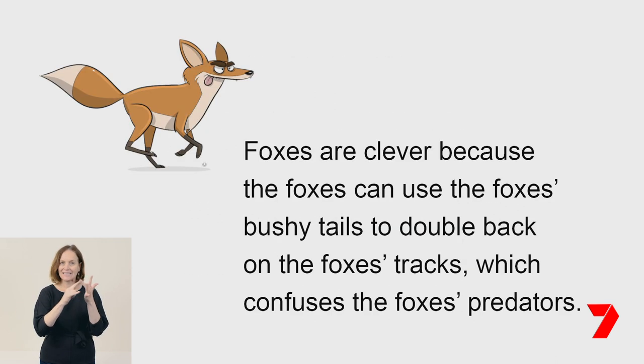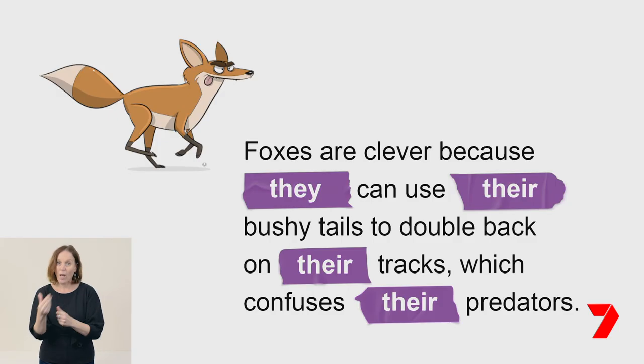Have a look at this sentence. Foxes are clever because the foxes can use the foxes' bushy tails to double back on the foxes' tracks, which confuses the foxes' predators. You can already see this doesn't flow, can't you? Let's make use of some personal and possessive pronouns to make it more cohesive. Foxes are clever because they can use their bushy tails to double back on their tracks, which confuses their predators.